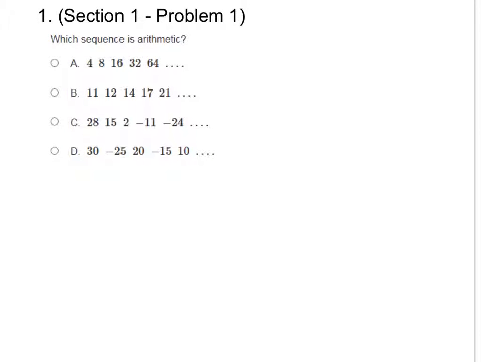So we need to see which of these sequences is arithmetic. So the definition of an arithmetic sequence is you have to add the same number to a term to get the next term in the sequence. So you have to add that common difference.